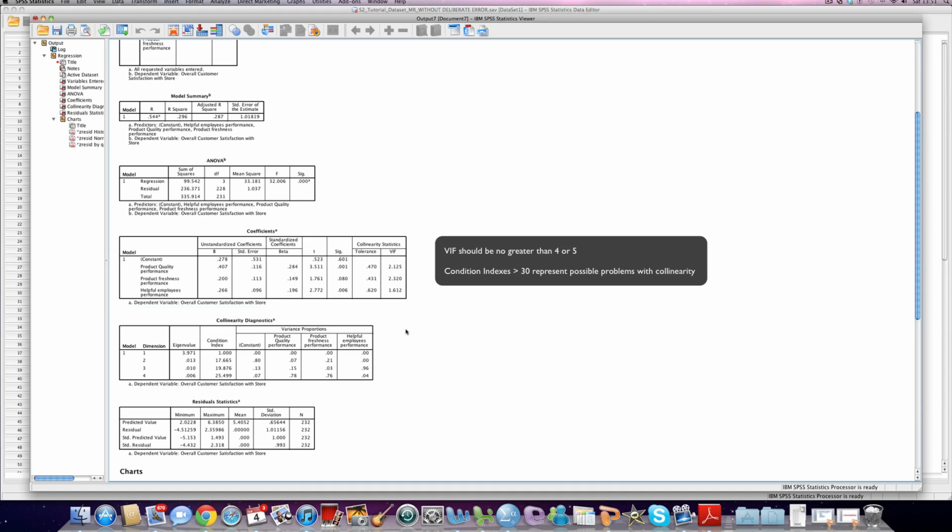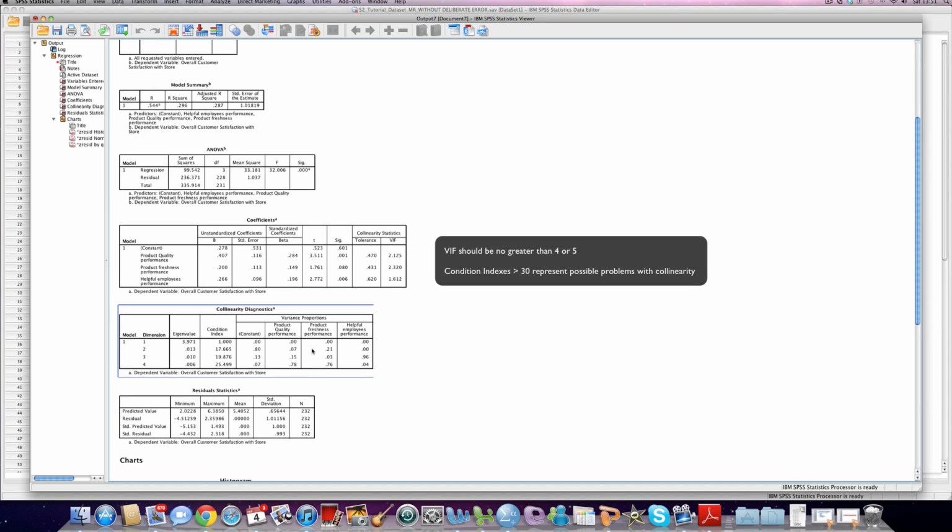Now, we don't seem to have any problems with the VIF statistic, and actually when we look at the collinearity statistic below, we are approaching that critical value of 30 in terms of our condition index, suggesting that there may be some issue between these two variables, product quality and product freshness. Now, to some extent, that might make some sense. Can we really hold product quality constant when there's an increase in product freshness? Is there a relationship between product freshness and product quality? Is quality, in fact, a determinant of product freshness? So as freshness goes up, does quality also go up?